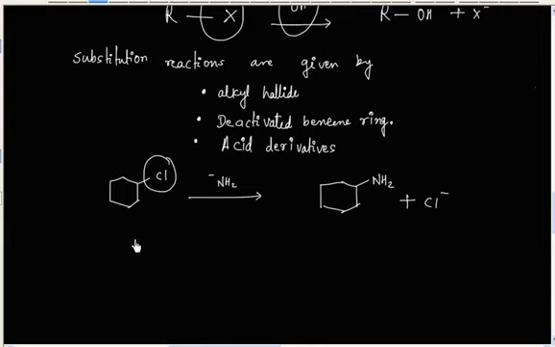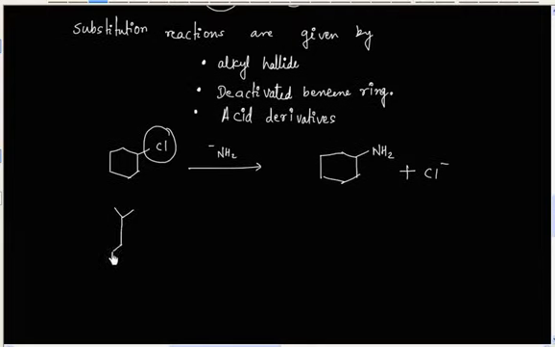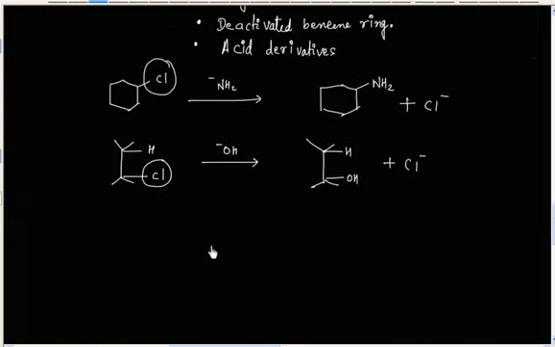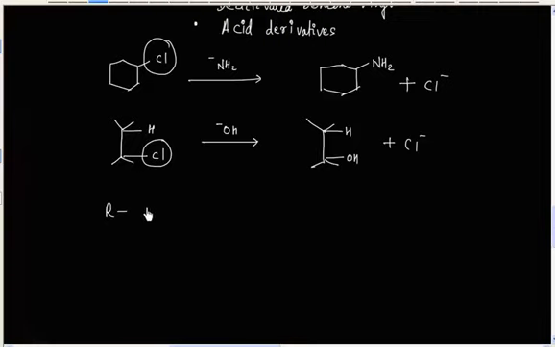So this is an alkyl halide. So let us say hydrogen and chlorine, and this chlorine can be replaced by OH minus. This is again a substitution reaction. Acid derivative, something like acid chloride, this Cl group is replaced by the OH group. So this is again a substitution reaction.